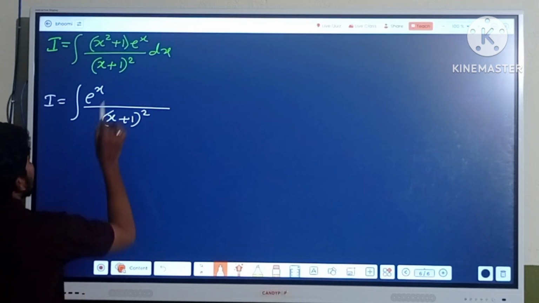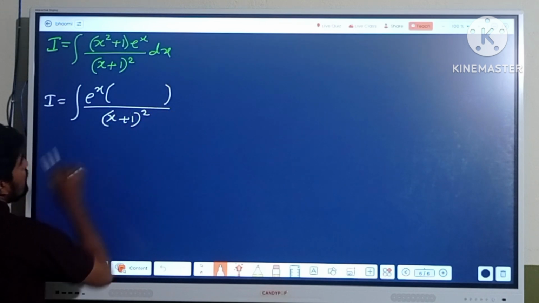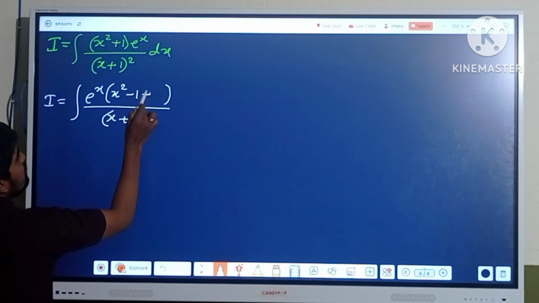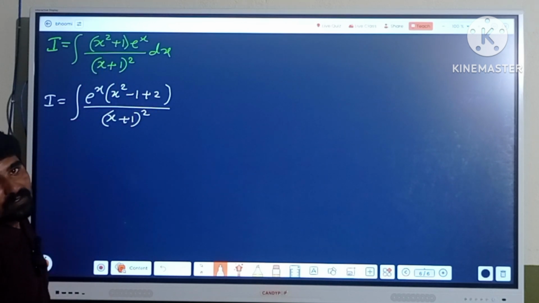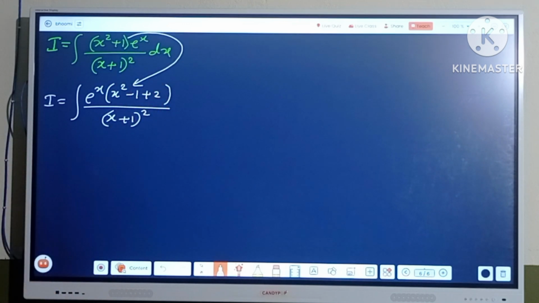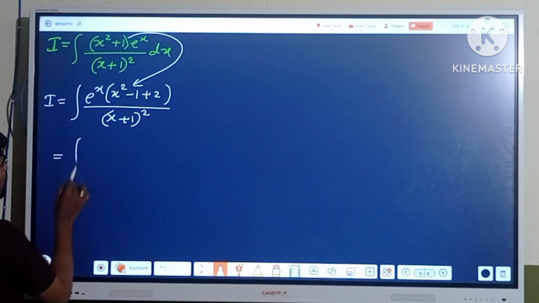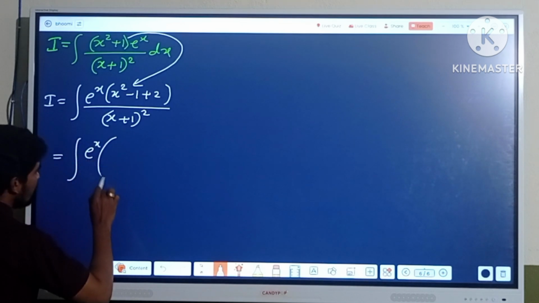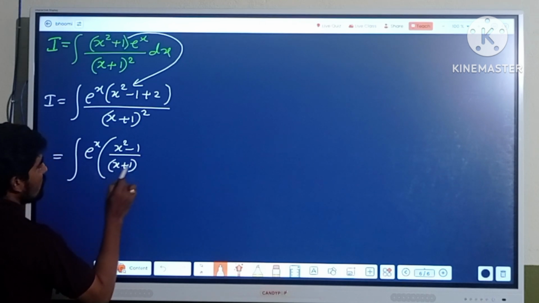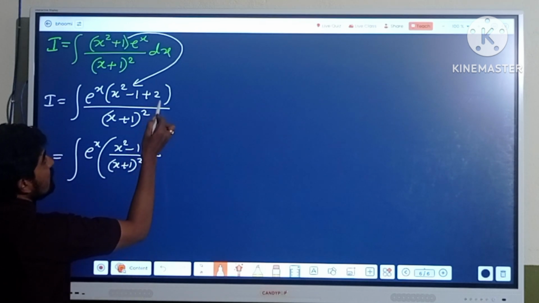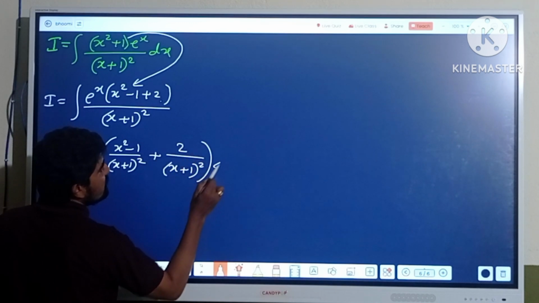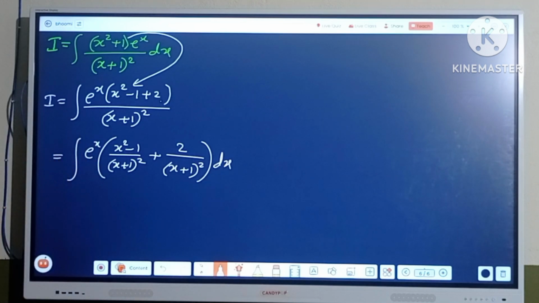Now, the numerator x square plus 1 can be written as x square minus 1 plus 2, because 2 minus 1 is equal to plus 1. It means there is no difference between these two. Both are the same. Now again, we need to split the numerator: integration of e power x into (x square minus 1) divided by (x plus 1) whole square plus 2 divided by (x plus 1) whole square with respect to x. I hope all of you are understanding.